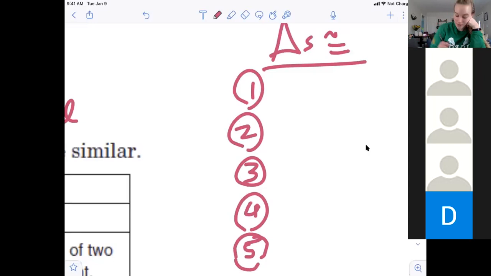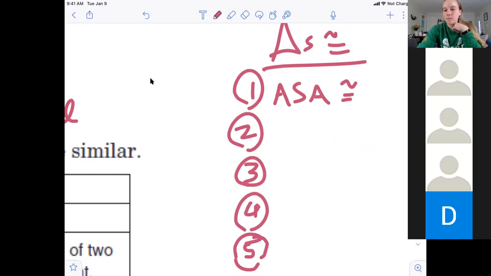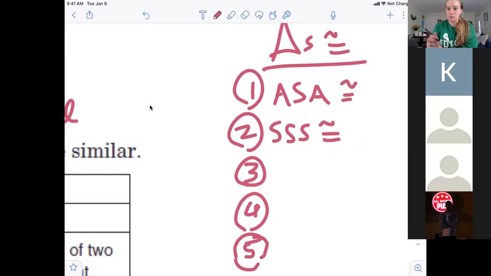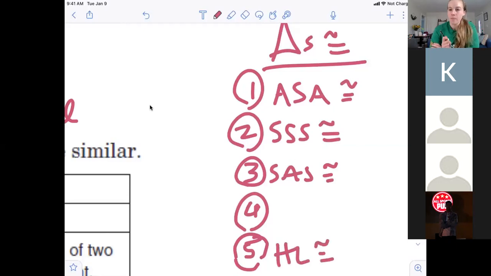Angle, side, angle. Very good, Donna. Angle, side, angle congruence. That was one. What's another one? SSS. Very good, Nolan. Another one? Side, angle, side. Good, Kamara. We got 2 more. HL. And then 1 more with 3 letters. Anyone remember that? Angle, angle, side. Very good, JJ.